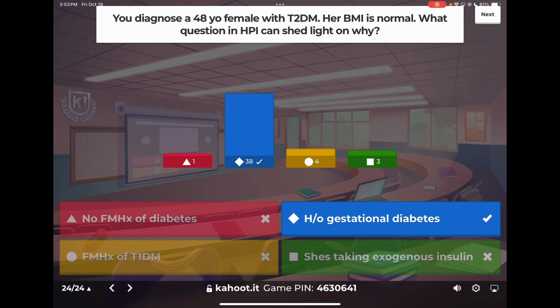History of gestational. Remember, 50% of gestational diabetics during pregnancy will get type 2 later in life. Ask that. Did you have gestational diabetes when you were pregnant? That's why you got diabetes now.